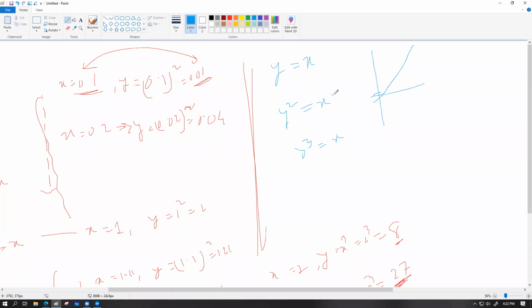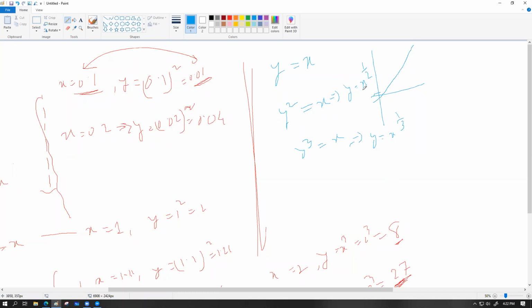y squared equals x can also be rewritten in the format of y equals x to the power half. Check this out. I just took the root on both sides, a mathematical operation. y cube equals x can also be rewritten as y equals x to the power 1/3.